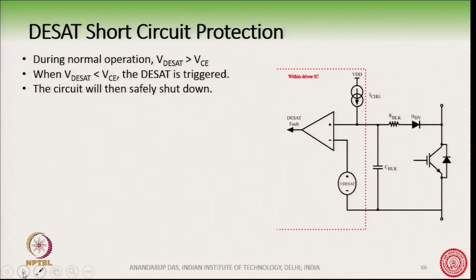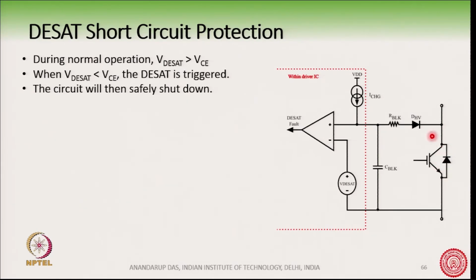So, for this we have a circuit. I will not go into the details of this circuit, but the basic idea here is that this is a driver IC. There is an additional voltage source inside the driver IC, made using analog circuits, and it monitors the voltage across the collector-emitter of the IGBT.